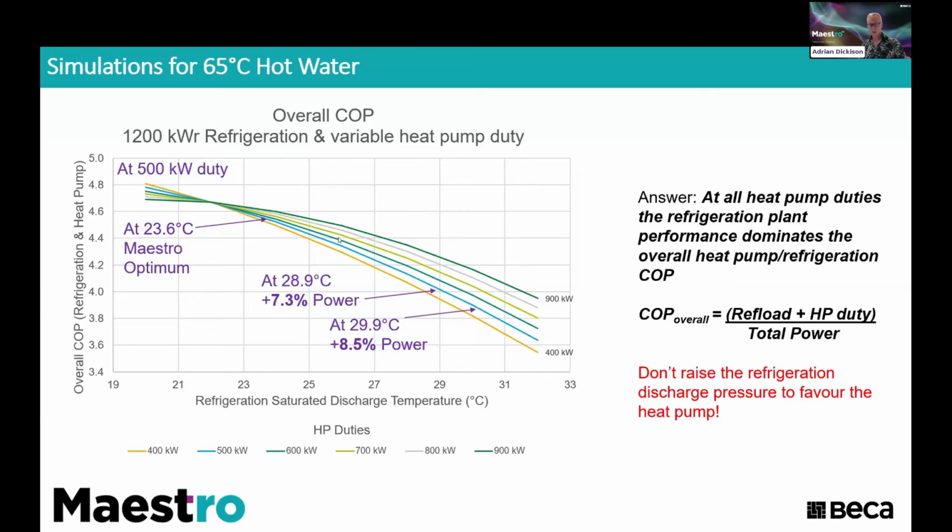So basically, you're never winning by lifting the saturated discharge temperature of your refrigeration system to favor the heat pump. And just here at an optimum, what we call the Maestro optimum, which is what we've determined to be the optimum for this particular system, if we were to lift up from 23.6 degrees saturated to 28.9, we just use more power. And at 29.9, we use 8.5% more power. So the short answer here is don't do that.